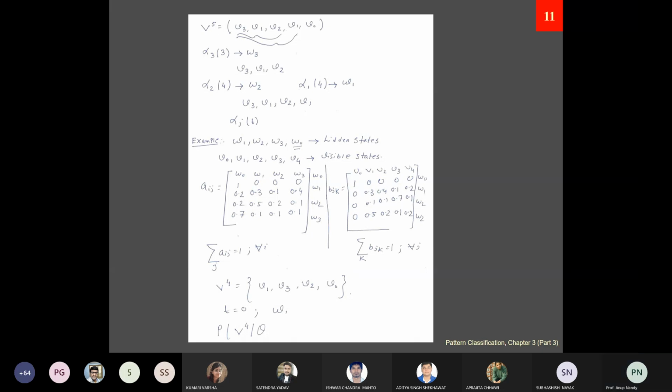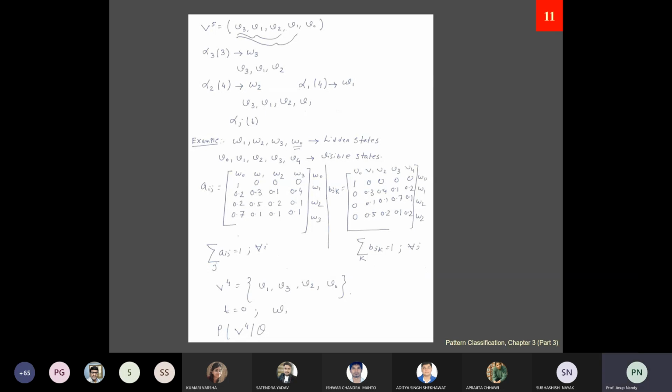Okay, and the summation of Aij is equal to 1 for all i, and the summation of Bjk is equal to 1. You just sum them up for each row, each column, and then you will get 1 for all j. Now, for one particular visible sequence, what do you have to compute? You have to compute the probability of generating this observation sequence, V1, V3, V2 and V0.